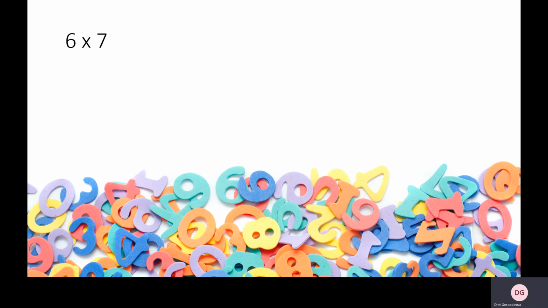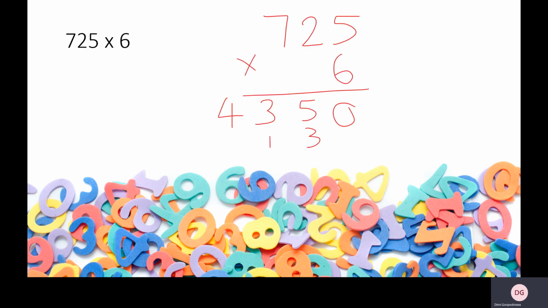6 times 7 is 42, so I already mentioned the times table is very important because it helps with division as well. Now, if they were to multiply 725 times 6, they would use the column method, where they're multiplying 6 with each of the digits.